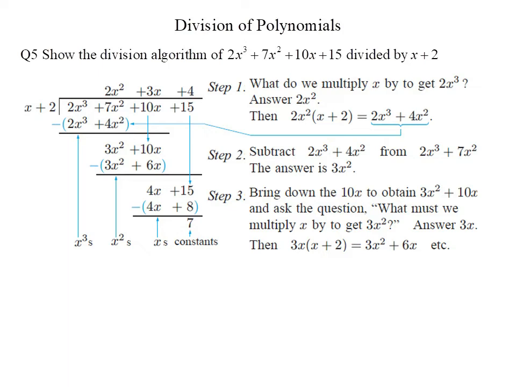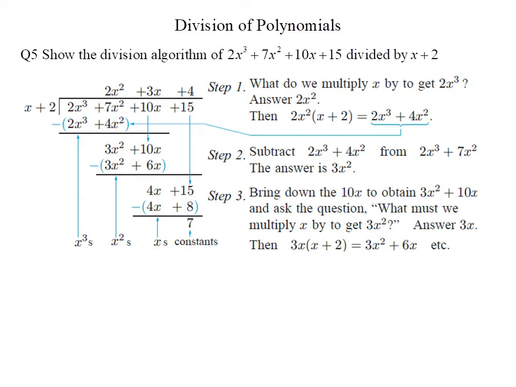squared. As for the second step, after subtracting 2x cubed plus 4x squared from p of x, we bring down 3x squared plus 10x plus 15 from p of x. The third step is to find a term which we multiply by x to get 3x squared. So 3x is the term we need. After subtracting 3x squared plus 6x from the remaining term from the second step, we obtain 4x plus 15.